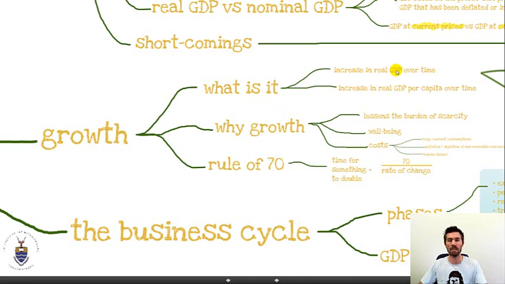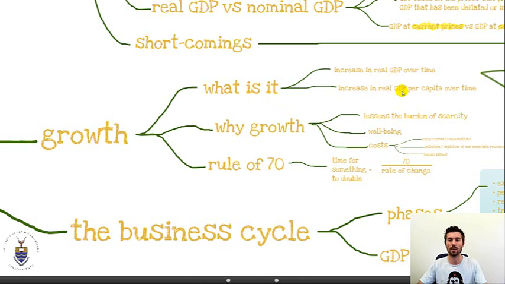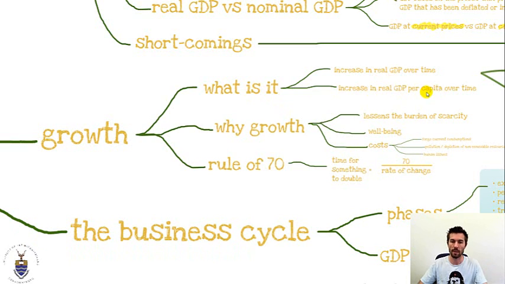So, let's go back to growth. What is it? Well, it's an increase in real GDP over time. We could also think about it as being an increase in real GDP per capita over time. GDP per capita, in other words, the average GDP allocated to each person in the economy. That's what we mean by growth.